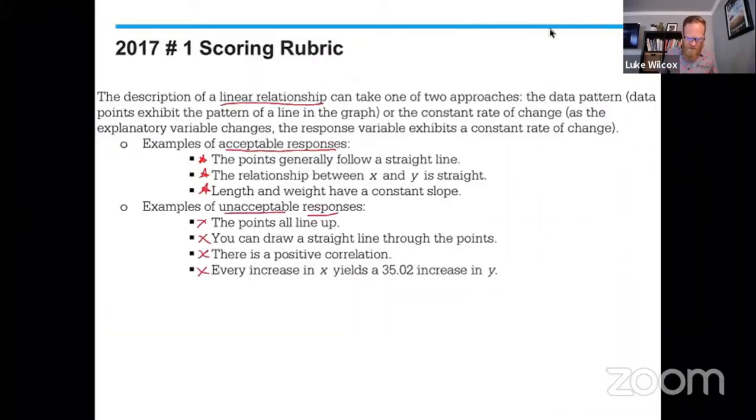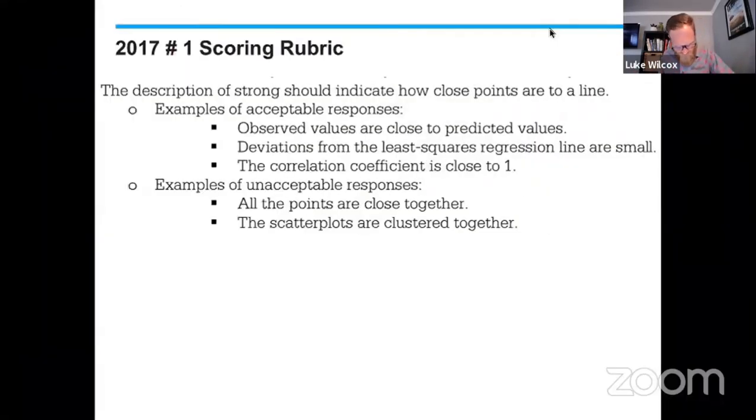And then finally, the strength. If you look at the rubric here, strong, the acceptable responses for that one: observed values are close to predicted values. Deviations from the least squares regression line are small, which is about what we wrote. And then you could reference the correlation coefficient being close to 1.